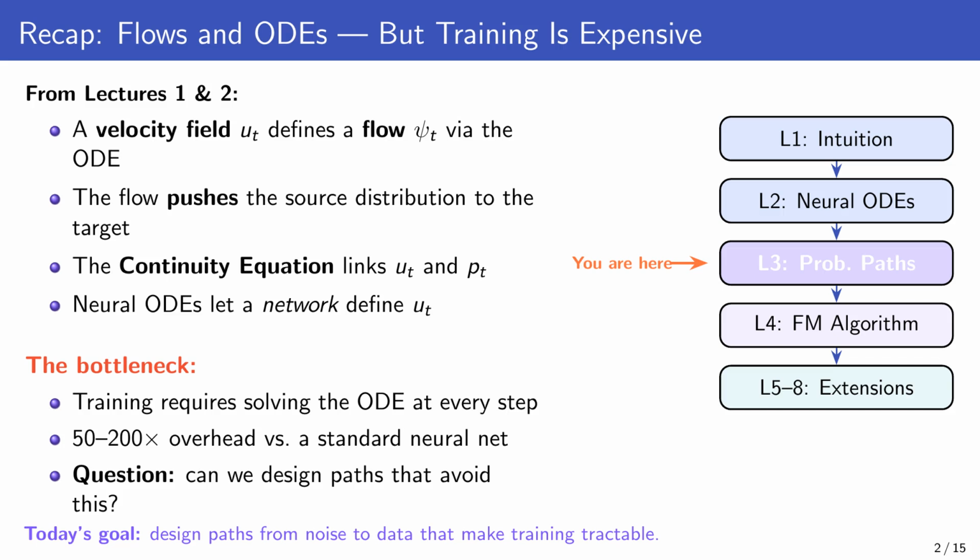On the right, you can see our course roadmap. We are at Lecture 3, about to tackle probability paths. This lecture sets up all the ingredients. Lecture 4 will show how to turn them into a training algorithm.